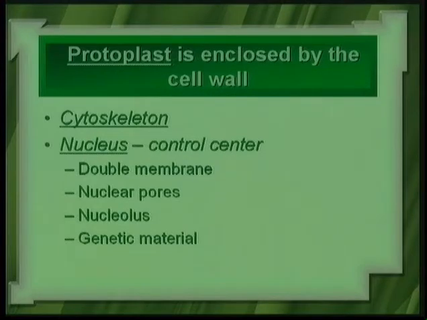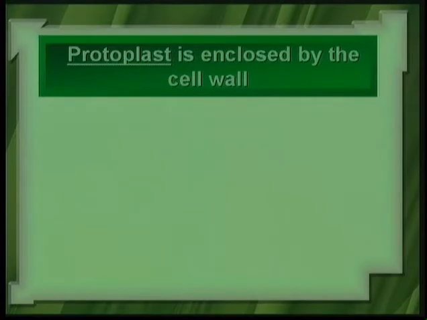Then we have the genetic material. The genetic material in the nucleus, you can call it the master blueprint. And the genetic material, of course, in plants is DNA, okay? Remember, DNA is another nucleic acid, as well as RNA, okay?